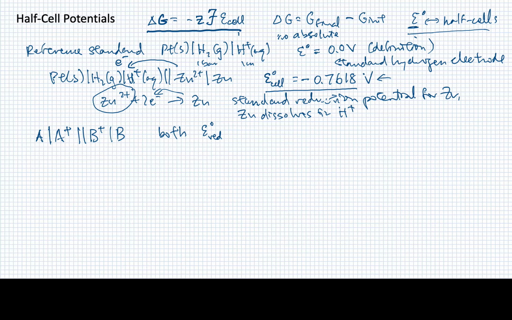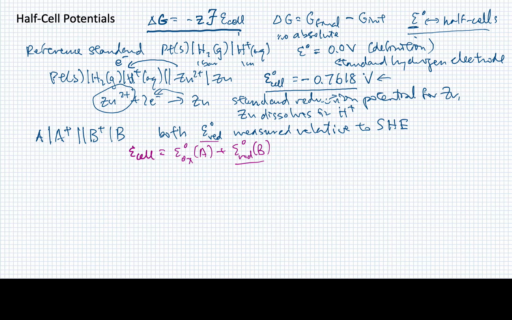So I'll write that as E0 red for reduction. Both have this measured relative to the standard hydrogen electrode, or the SHE. Now, if I were to write down the cell potential for this cell, I would write it as the potential for oxidation of A plus the potential for reduction of B. This is the thing that's tabulated, that we have measured relative to the standard hydrogen electrode.